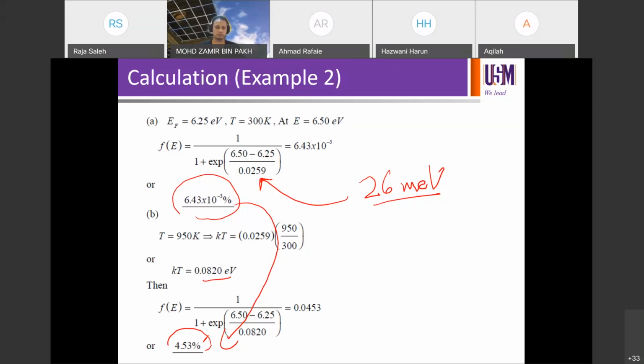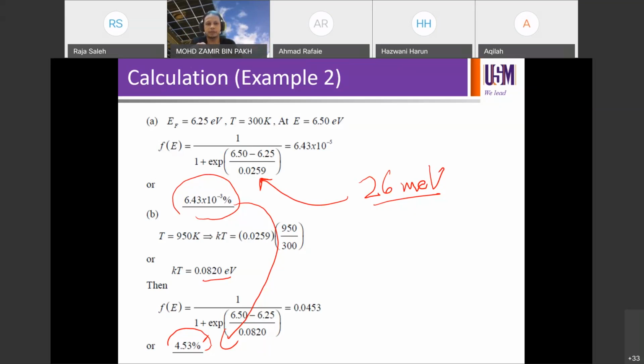So the tricky part is probably the KT conversion, but it's known already now. You just have to do the ratio, get your new KT, make sure your new KT is higher than your previous KT because the temperature is higher. So whatever you get in your answers, make sure the answers make sense.